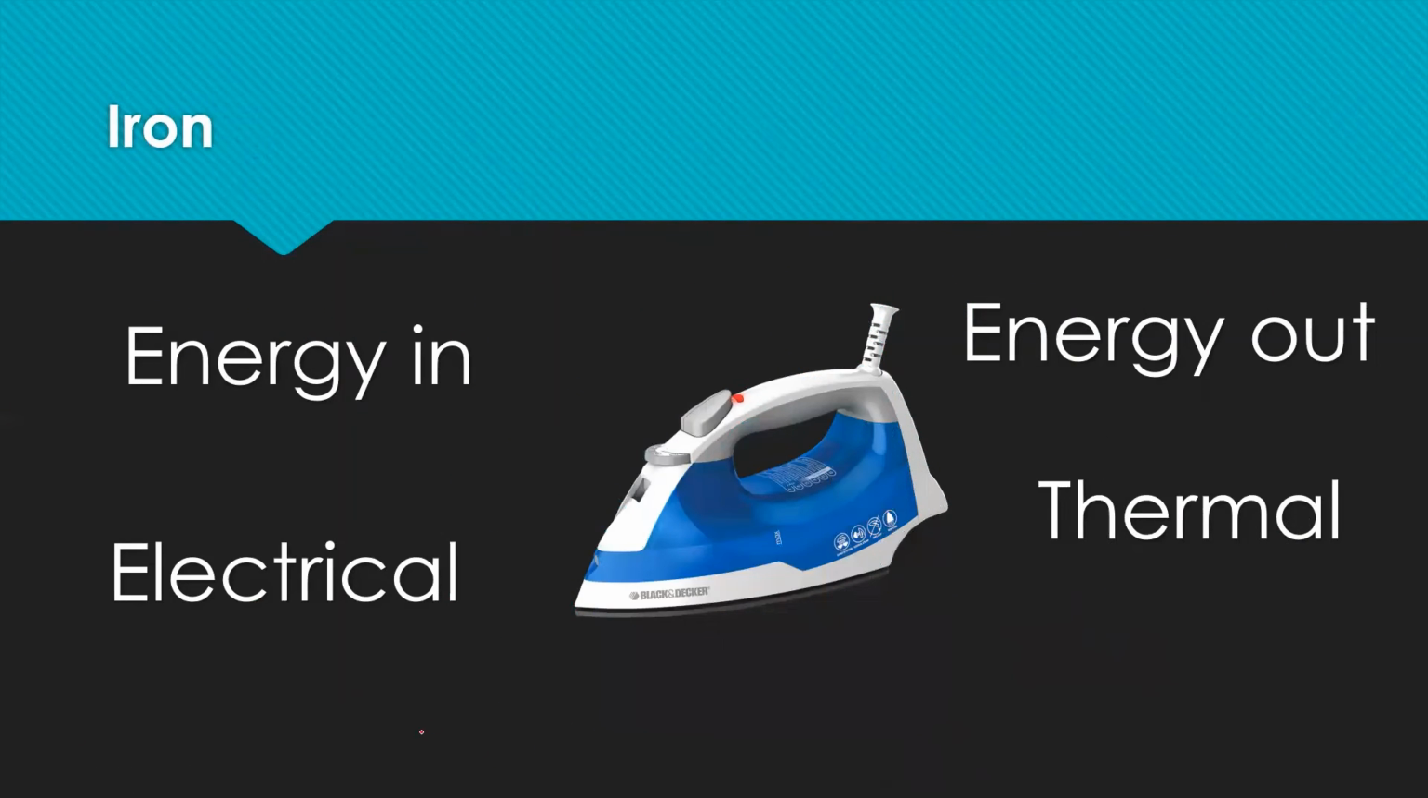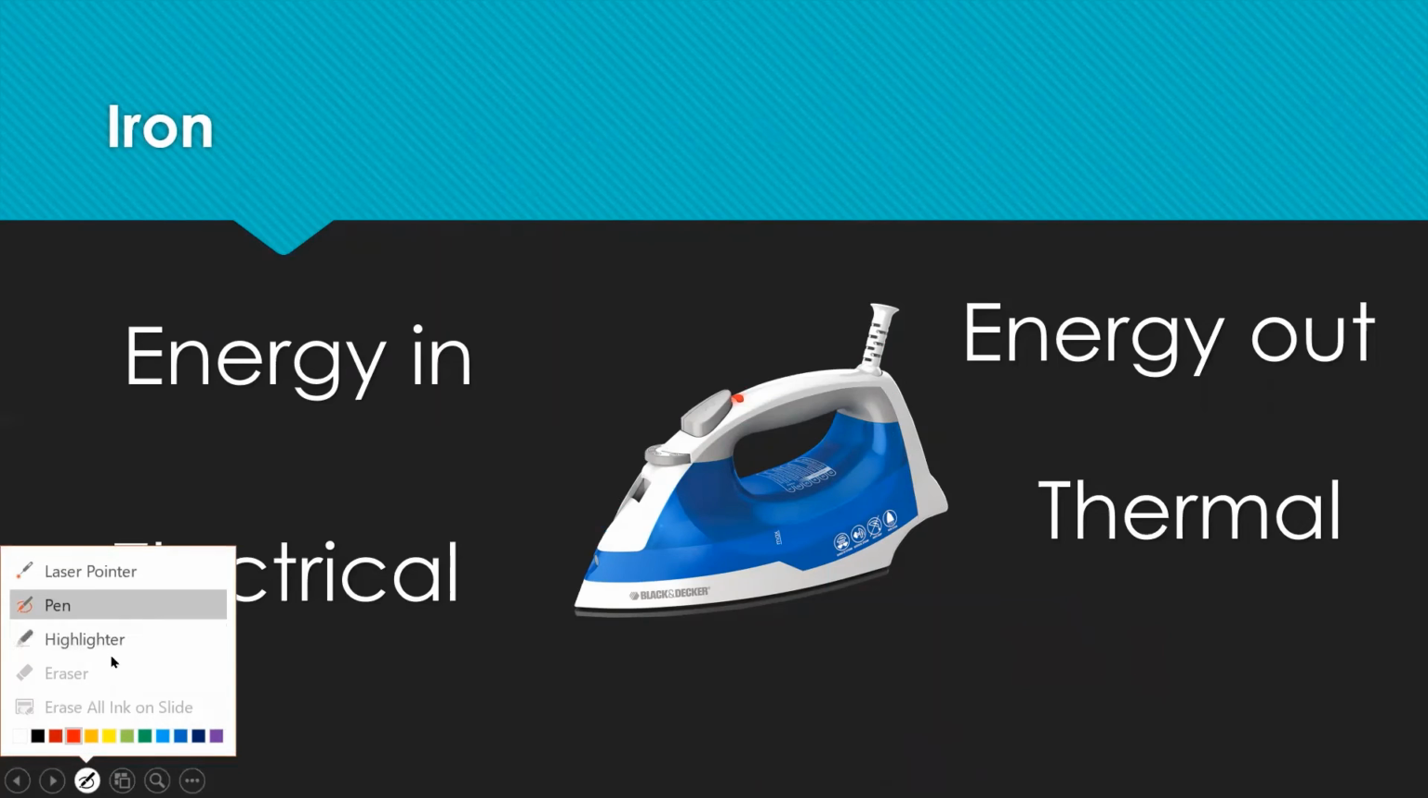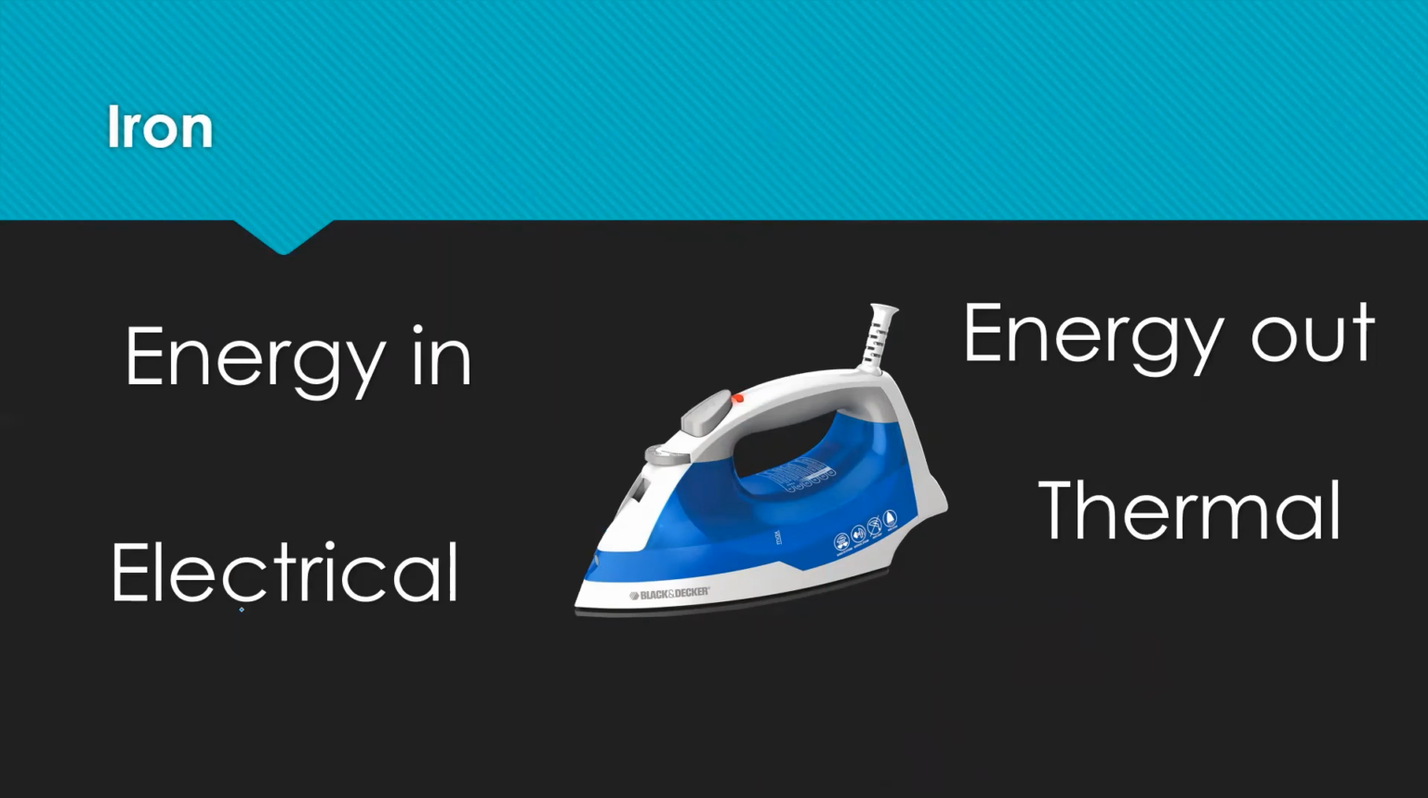Next is iron. In iron, electrical energy comes in. Here, electrical energy comes in, and heat energy, which is also known as thermal energy, comes out. So here you go.